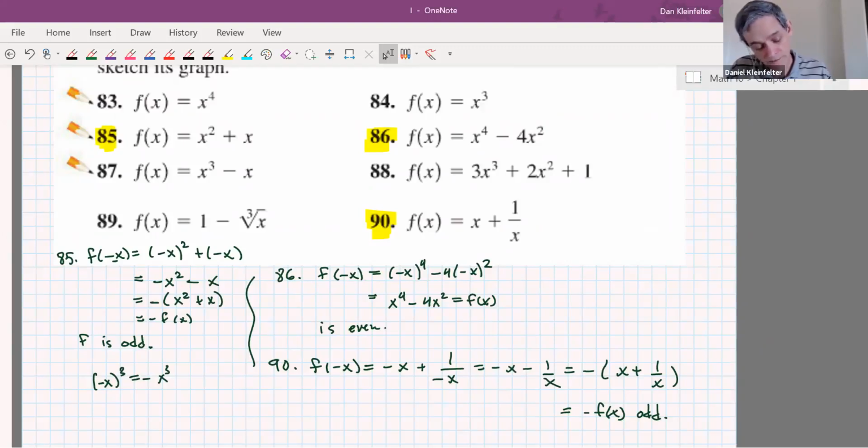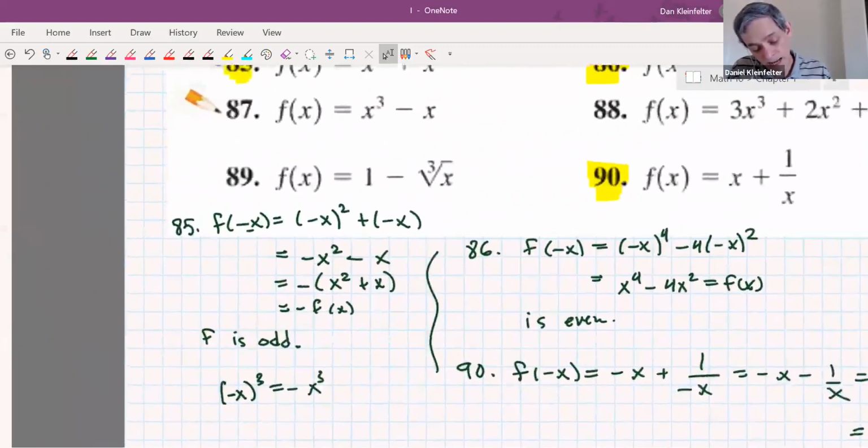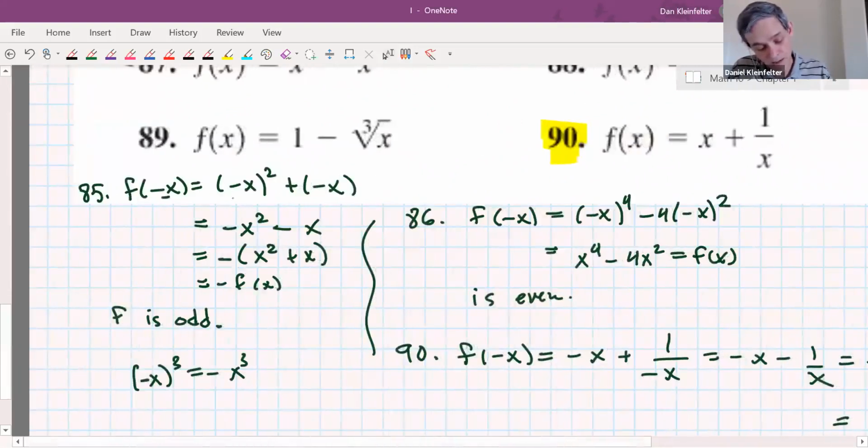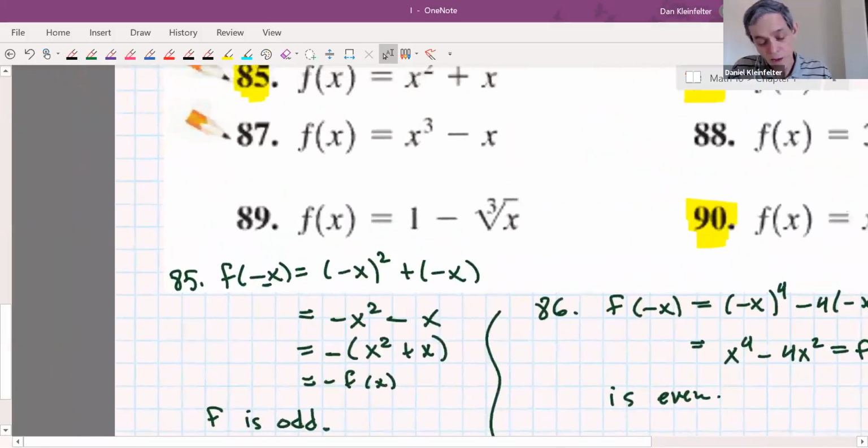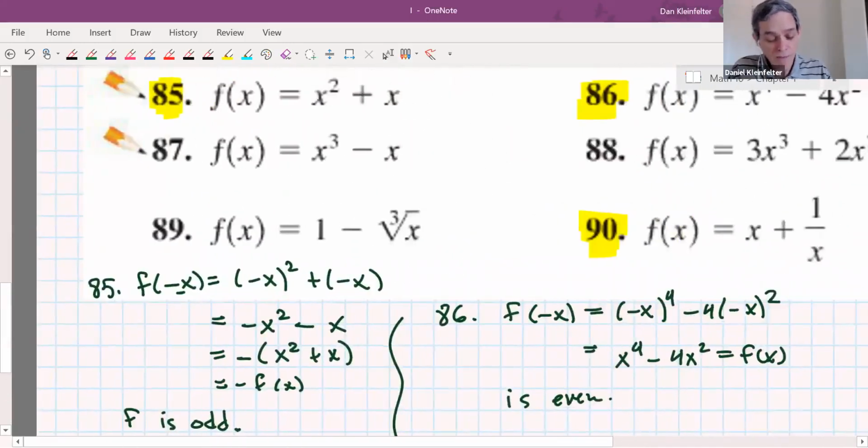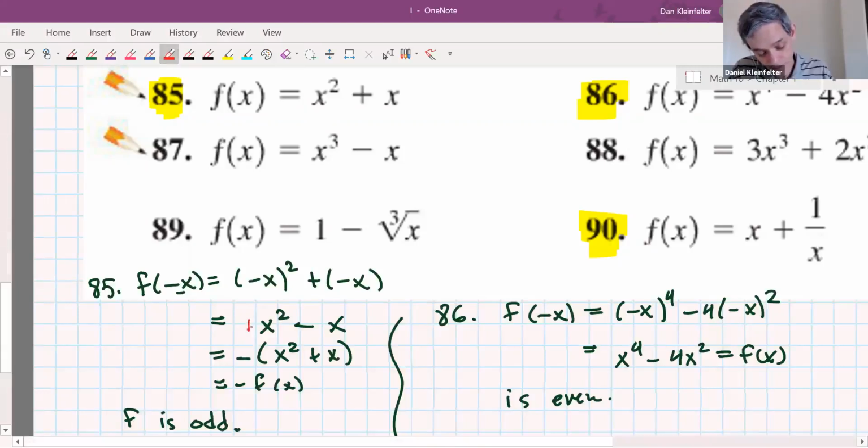Actually, hold on a second. Looking back at my 85, I want to make sure that that's right. It looks like there's actually a mistake in it. 85 was a plus x squared here. So we should have had minus x squared should end up being plus x at this point. So that should be a positive.